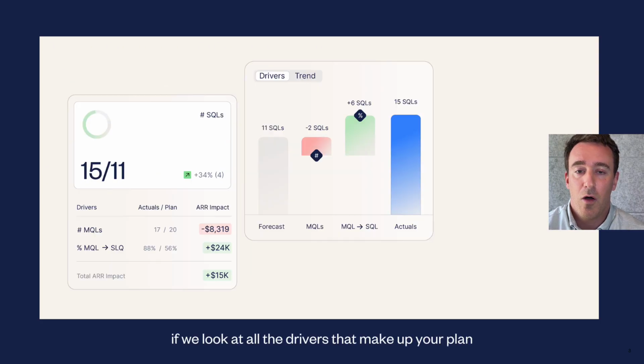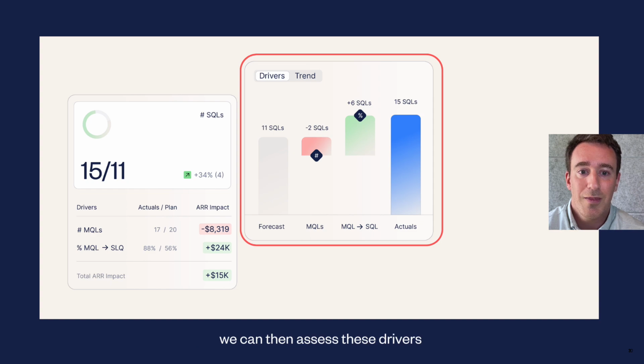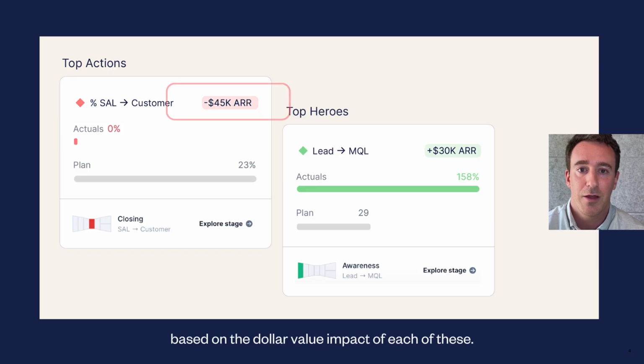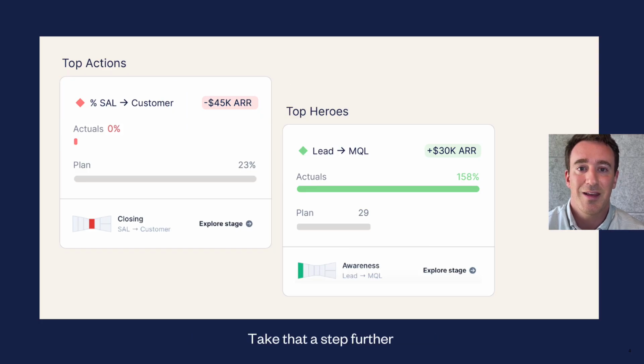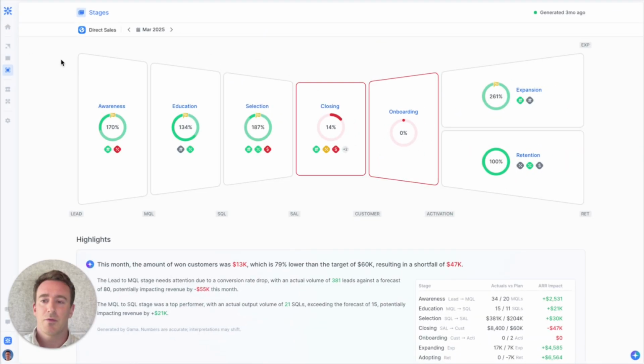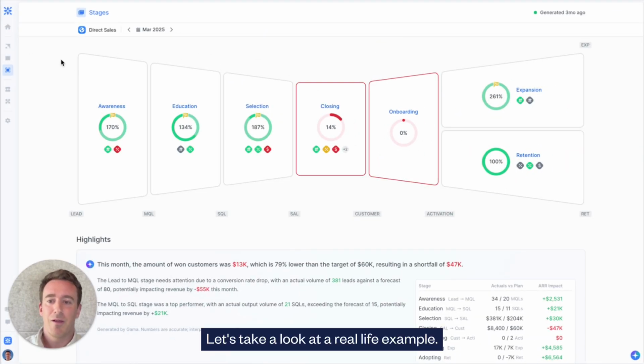If we look at all the drivers that make up your plan, we can then assess these drivers and state which ones need to be prioritized based on the dollar value impact of each of these. Take that a step further and break it down by channel. All of a sudden, you'll be able to know where the gaps are specific to a channel and where you need to focus with the given leaders. Let's take a look at a real life example.